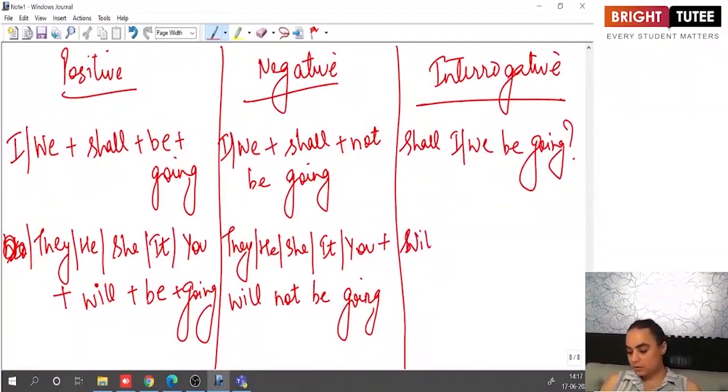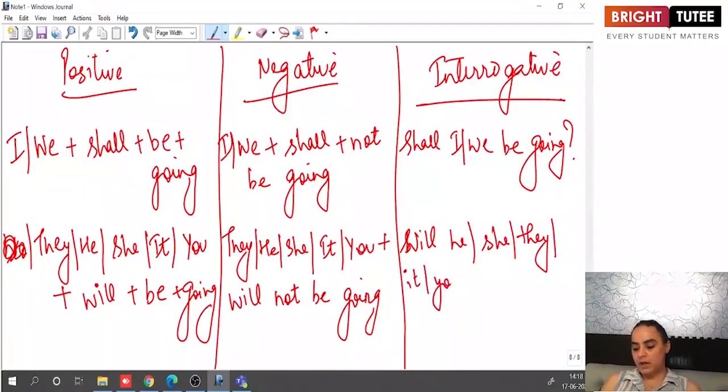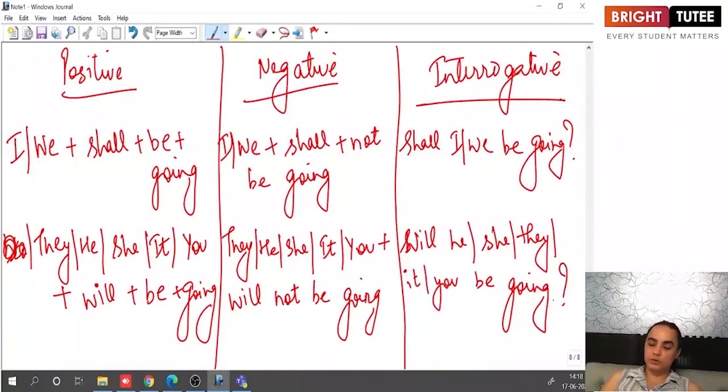And will he, will she, will they, will it, and will you be going? So this is how, my dear students, we have the structure of the positive, negative as well as the interrogative form of the future continuous tense.